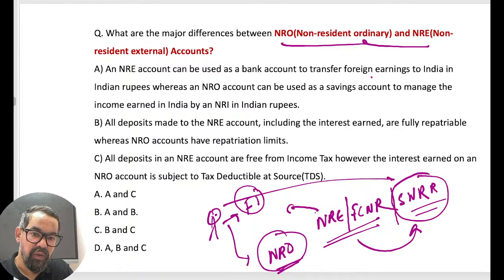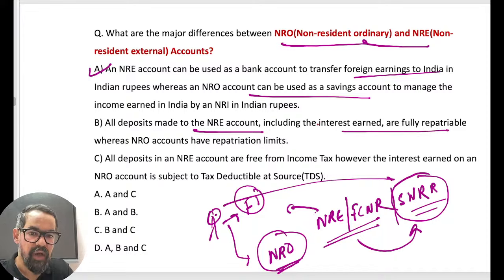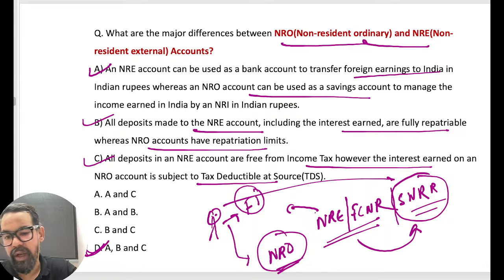So what do you suggest, guys? D: an NRE account can be used as a bank account to transfer foreign earnings to India in Indian rupees, whereas NRO accounts can be used as a saving account to manage income earned in India. All deposits made in NRE accounts, including interest, are fully repatriable. All deposits in NRE accounts are free from income tax, and NRO accounts are subject to TDS, ठीक है. All statements are true here, so D will be the right answer, ठीक है.